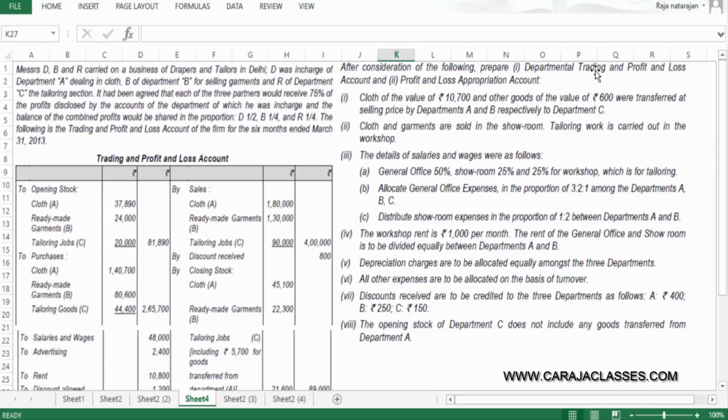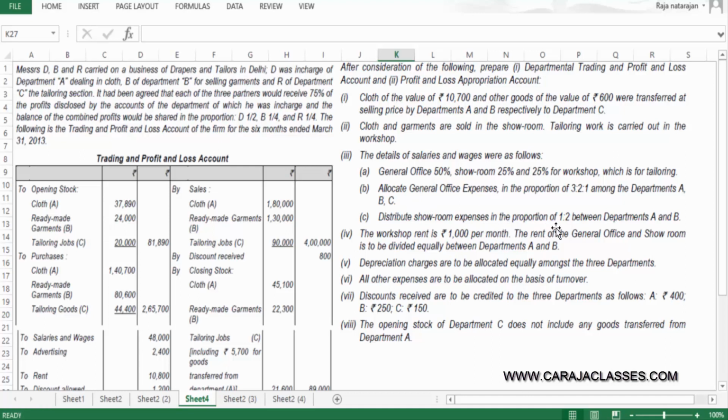After consideration of the following, prepare departmental trading and profit and loss account and profit and loss appropriation account. The cloth of the value of 10,700 and other goods of the value of 600 were transferred at selling price by Department A and B respectively to Department C. Cloth and garments are sold in the showroom. Tailoring work is carried out in the workshop. The details of the salaries and wages are as available: general office 50%, showroom 25%, and 25% for workshop, which is for tailoring. Allocate general office expenses in the proportion of 3:2:1 among the departments A, B, C.